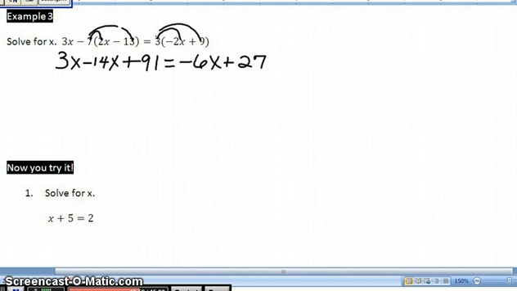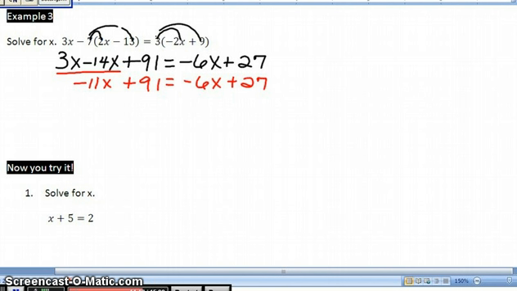Now as I go along, I like to clean up my sides as I go and combine like terms. So I'm going to stop and I'm going to combine that 3x and negative 14x on the left side of the equation. So 3 plus negative 14 is negative 11x plus 91 equals negative 6x plus 27. And this is, at this point, very similar to our previous example.